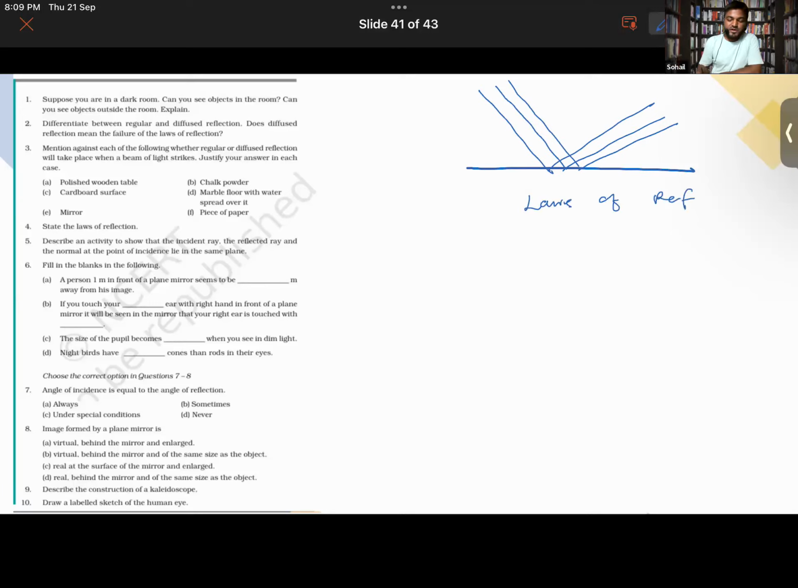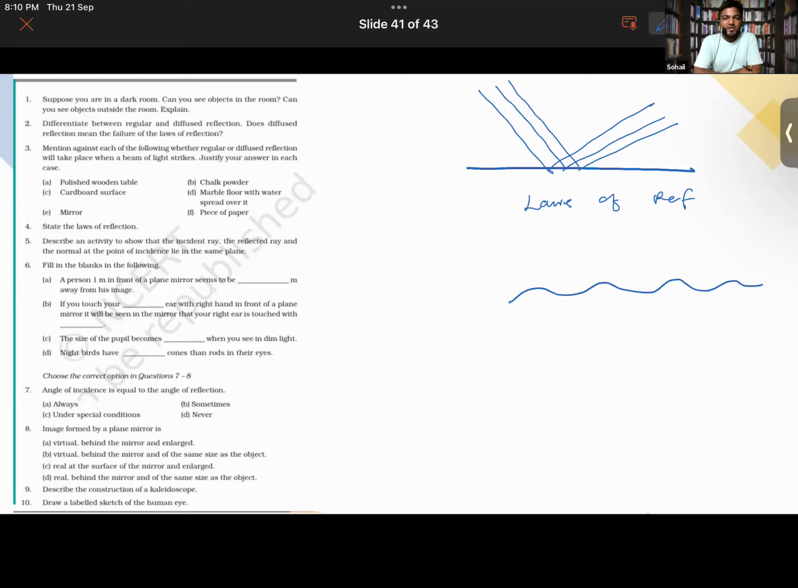Exactly. And third point, in regular reflection the reflected rays are in one direction, and in diffuse reflection, the reflected rays are scattered in different directions. Exactly. The incoming rays are parallel while the reflected rays are not parallel to each other. Good. And if the reflected rays are not parallel in the diffuse surface, it does not mean the laws of reflection have failed.